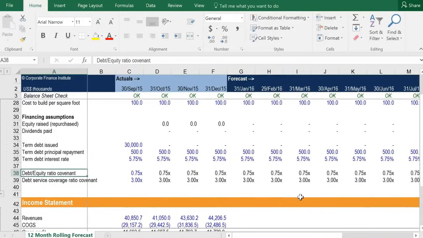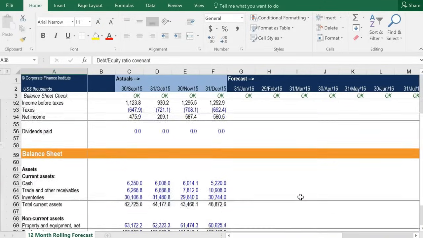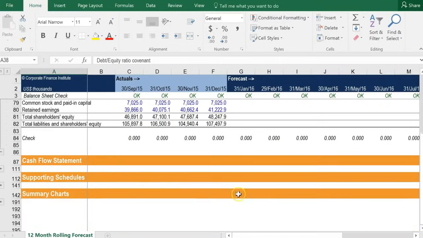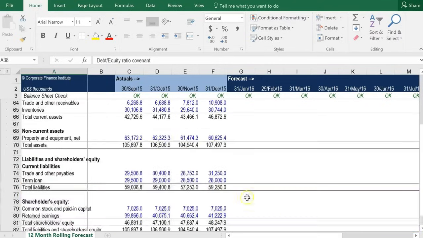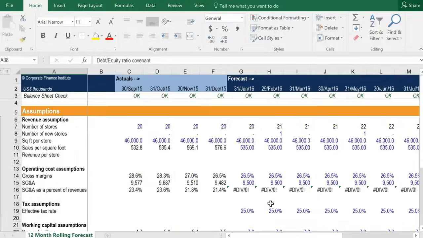This will allow us to forecast the income statement, the balance sheet, we'll build some supporting schedules, and then the cash flow statement. Let's get ready to move on to the next section.